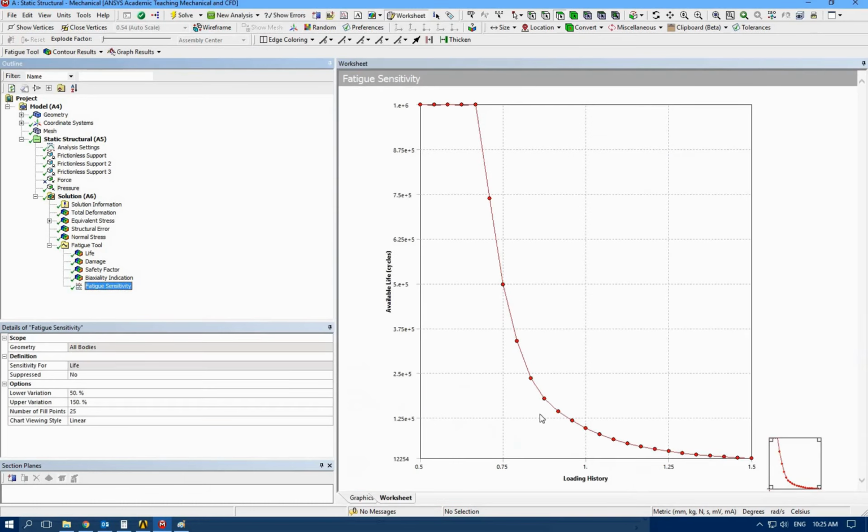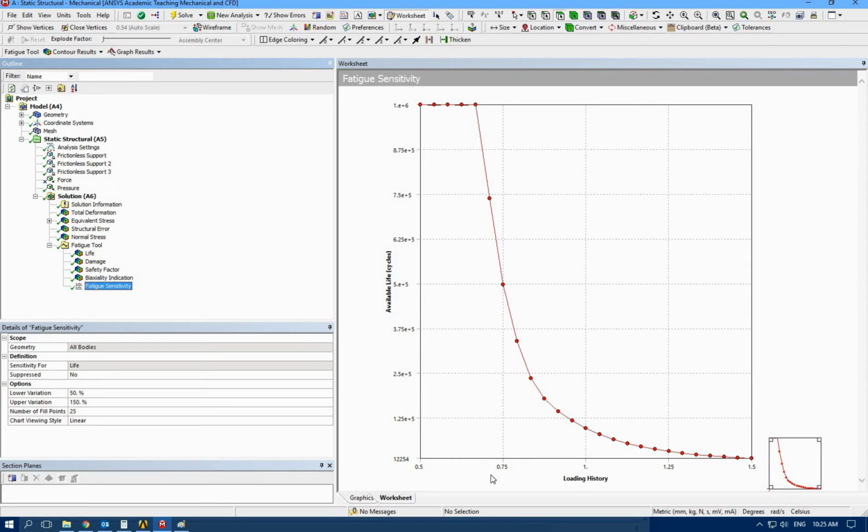Okay, I decreased my pressure 50% smaller and reached this new point, and as we expected, our life cycle increased a lot. But still, our design is not for the case of infinite life. If you want to have infinite life, you need to decrease your pressure up to this level to reach 10 power 6. Let's see.